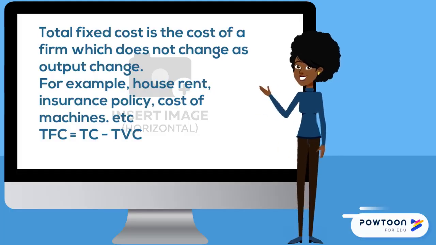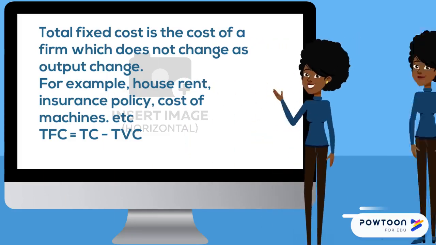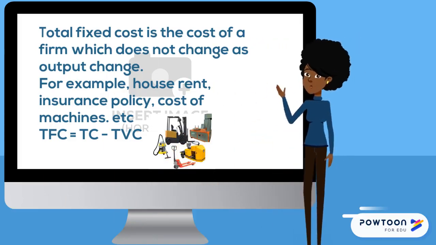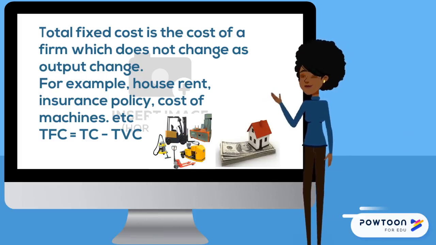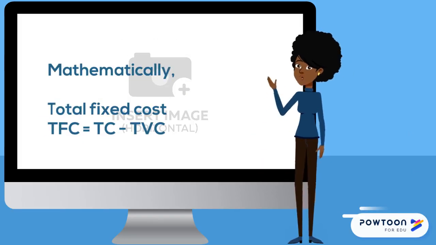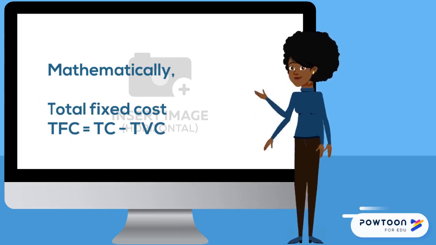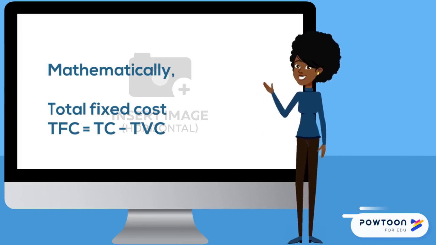Total fixed cost is the cost of a firm which does not change as output changes. For example, house rent, insurance policy, cost of machines, among others. Mathematically, total fixed cost equals total cost minus total variable cost.